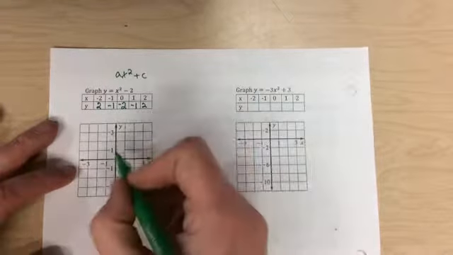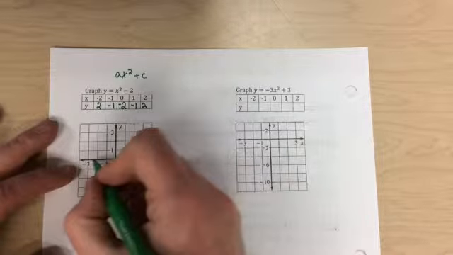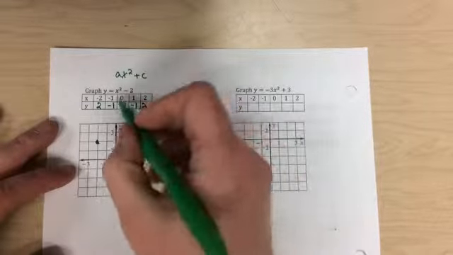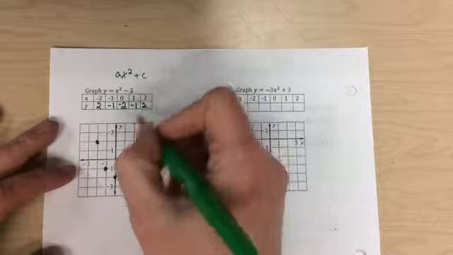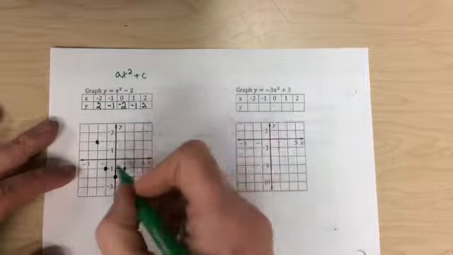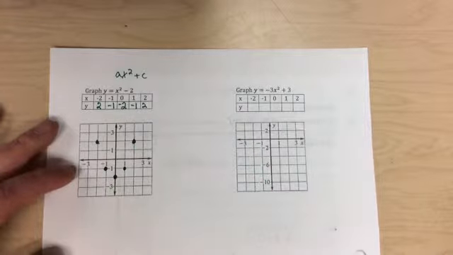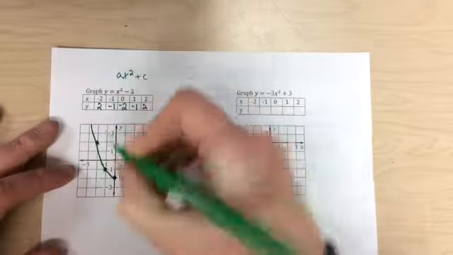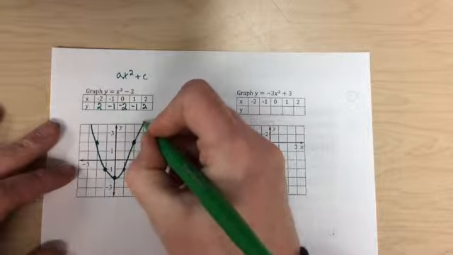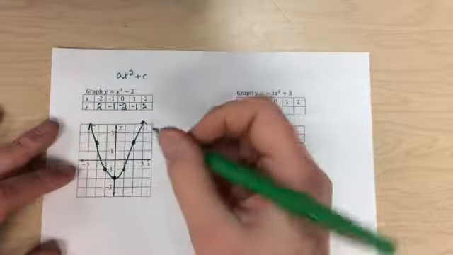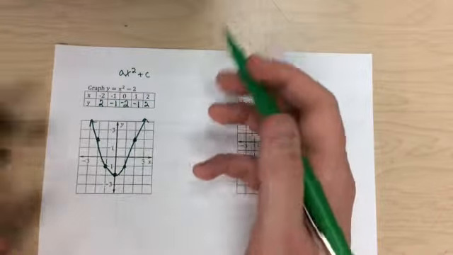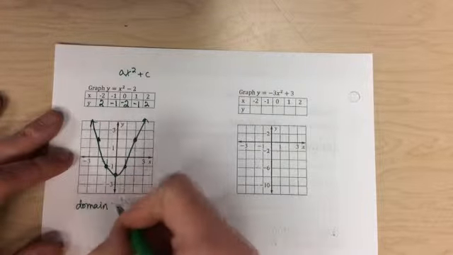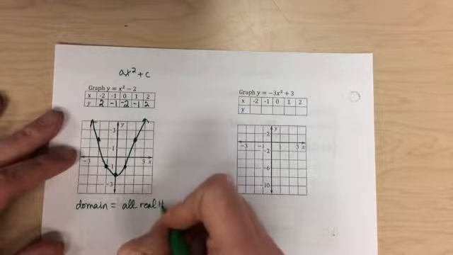So now I'll graph it. Negative 2, comma 2, negative 1, negative 1, 0, negative 2, 1, negative 1, and 2, comma 2. There it is. So I'm going to draw my smooth curve. And I always put arrows at the end. I think I forgot to put arrows on the other example because they're always going to continue to rise. So there's my parabola. My domain is still all real numbers.